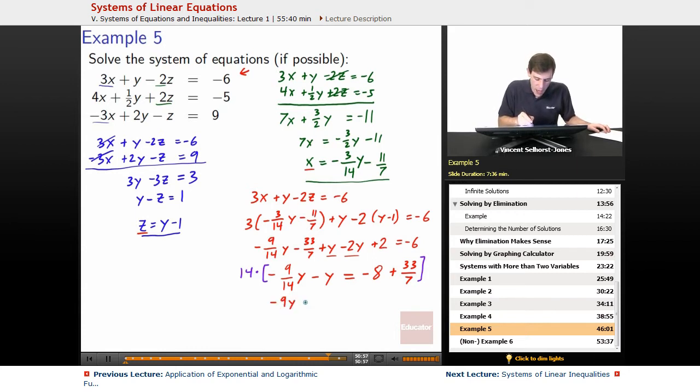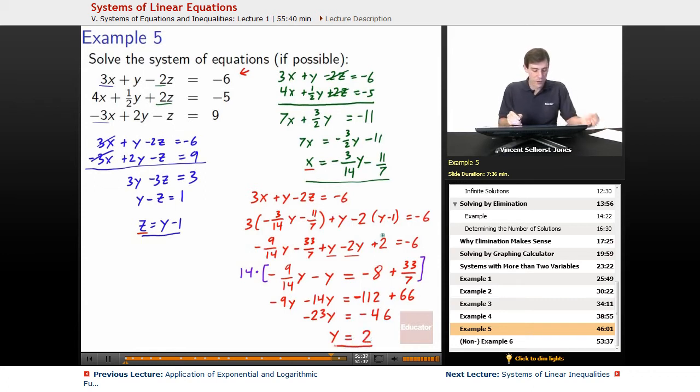That'll get us negative 9y minus 14y equals negative 8 times 14, which becomes negative 112, and 33 over 7 times 14, well, that'll cancel the 14 to just 2 times 33, right? The 14 divided by 7 becomes 2, so 14 times 33 over 7 is the same thing as 2 times 33, so that's plus 66. And so negative 9y minus 14y becomes negative 23y. Negative 112 plus 66 becomes negative 46. Divide by negative 23 on both sides, and we get y equals positive 2.